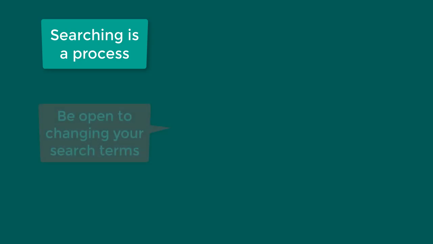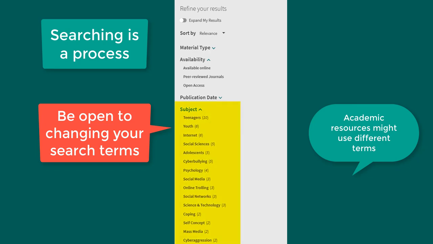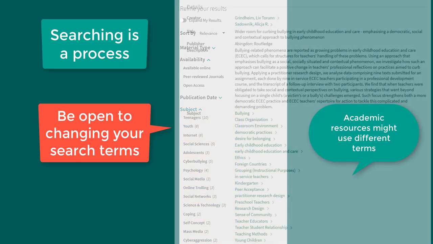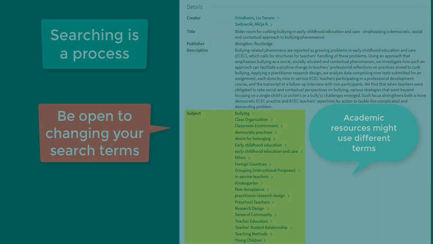Sometimes the words that you initially thought of are different from the words that are used in the description of the resource. You could look at the subject filter to see the different topics that appear in the results list. You can also look at an individual resource to see the subjects that are listed in the description. This can help you get ideas for searching and brainstorming new keywords. When you have new ideas for searching, just edit your search terms and try again.